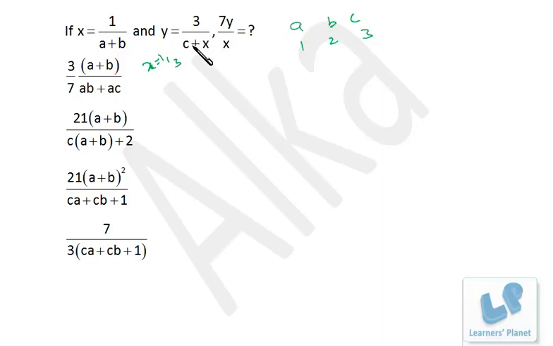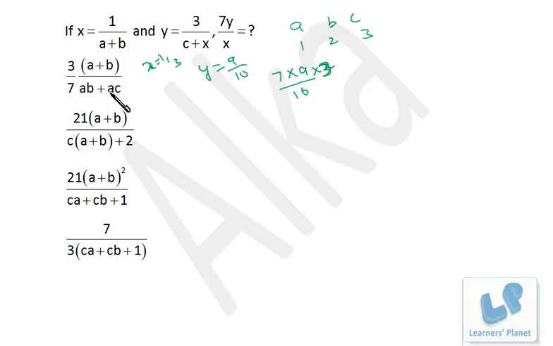Y will be 3 upon 3 plus 1 upon 3, that's 3 plus 1 upon 3 is 10 by 3, so Y is actually 9 by 10, right? We need to calculate 7Y by X, so that's 7 into 9 by 10, and by X, that means it is 3, right? So we should be getting 7 into 9 into 3 by 10, okay? And by putting the values of A, B, C as 1, 2, 3.